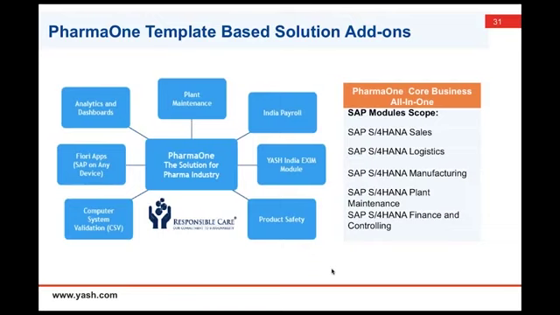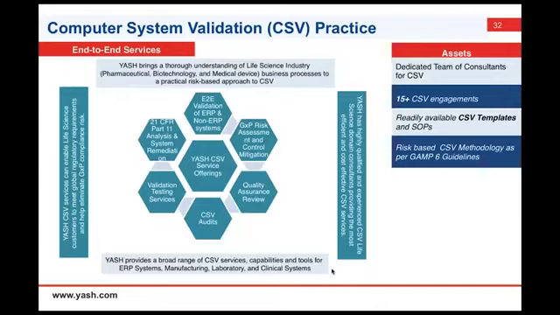We also provide computer system validation as a packaged service. People who are going for SAP implementation, or who have already done the implementation, want their computer systems validated, including the data centers, and we provide these services. These are the add-on services around Pharma One. It is not necessary that you have Pharma One to use all these. If SAP has already been implemented in your company and you want services around the SAP core, we will be more than happy to do that.